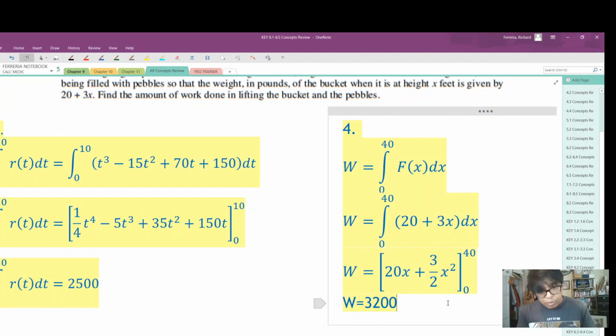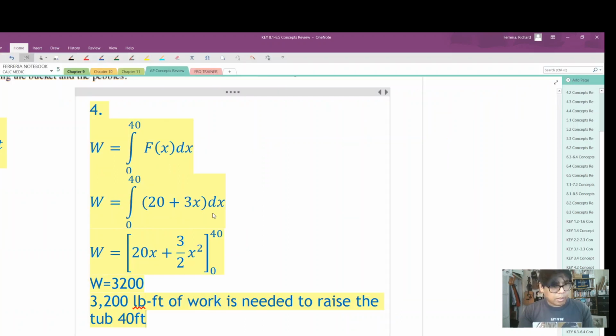So 3,200. I always would like you to write some kind of summary statement here. So what is our summary? 3,200 pound-feet of work is needed to raise that tub those 40 feet as required in the problem.